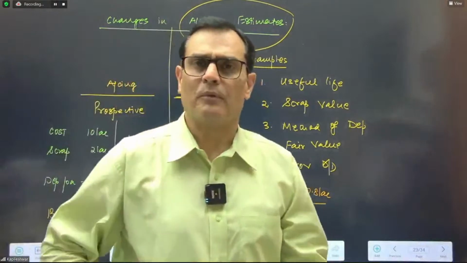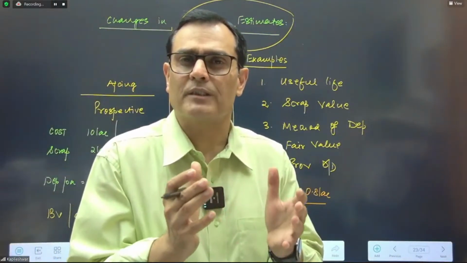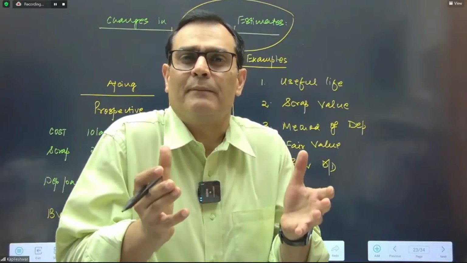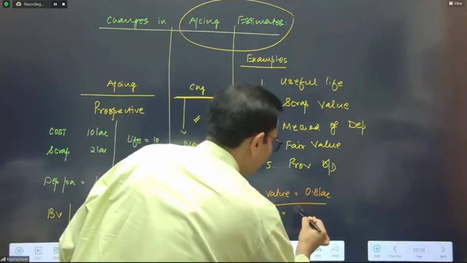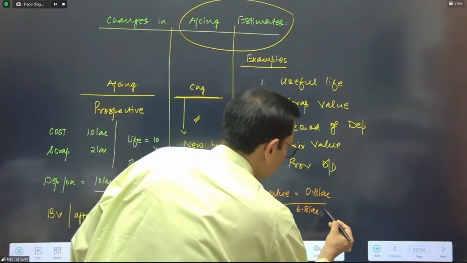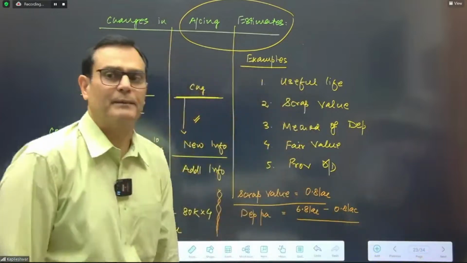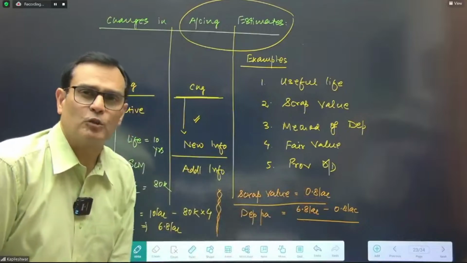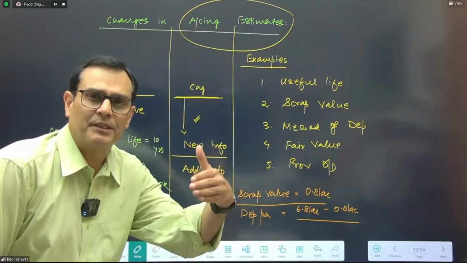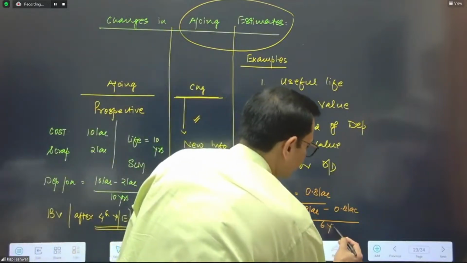Right, it's going to be simple. Whatever is the book value of the asset minus the scrap value gives the new depreciable amount. So the book value of the asset is 6.8 minus the new scrap value, which is 0.8, and that becomes the depreciable amount. This depreciable amount is going to be spread over the remaining life of the asset, which is supposed to be 6 years.